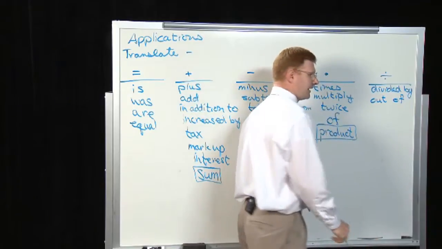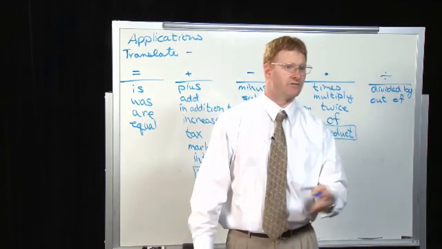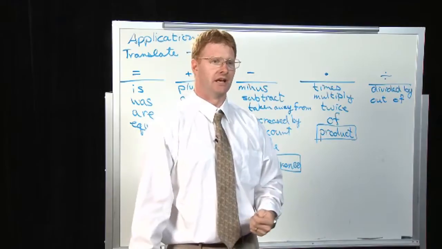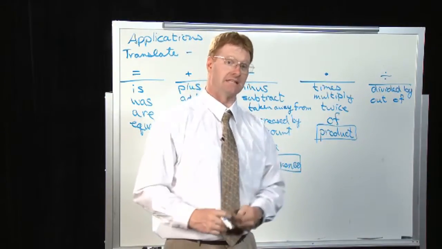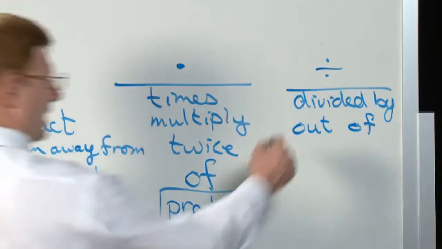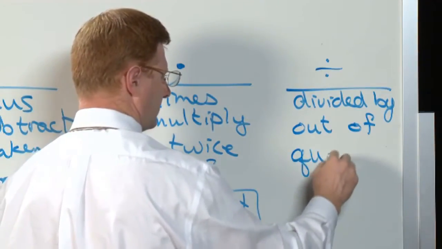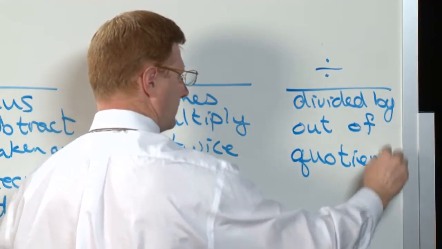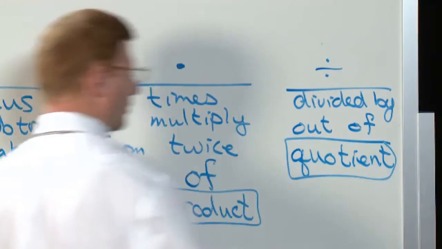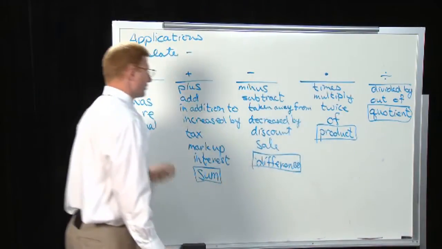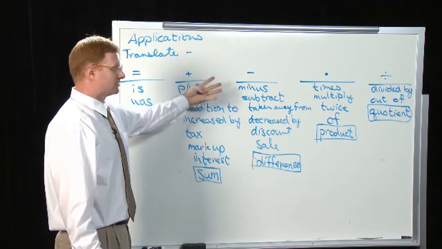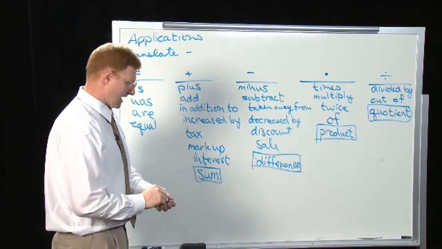Out of. If you say you got 15 out of 18 on the quiz, then that's 15 divided by 18, which will give you your percent. So out of is a divide. And the official one, that's the official word, quotient. So you're able to take all these words and these will translate into math. To the boards!